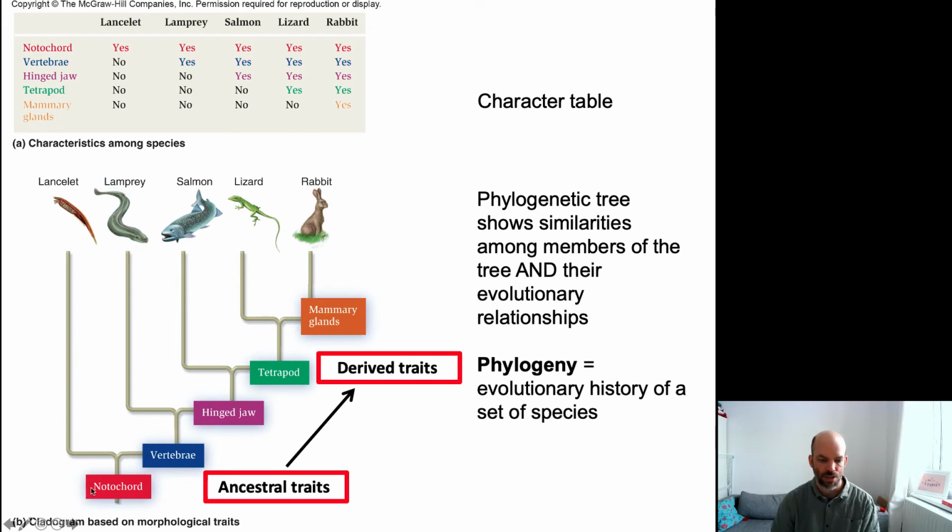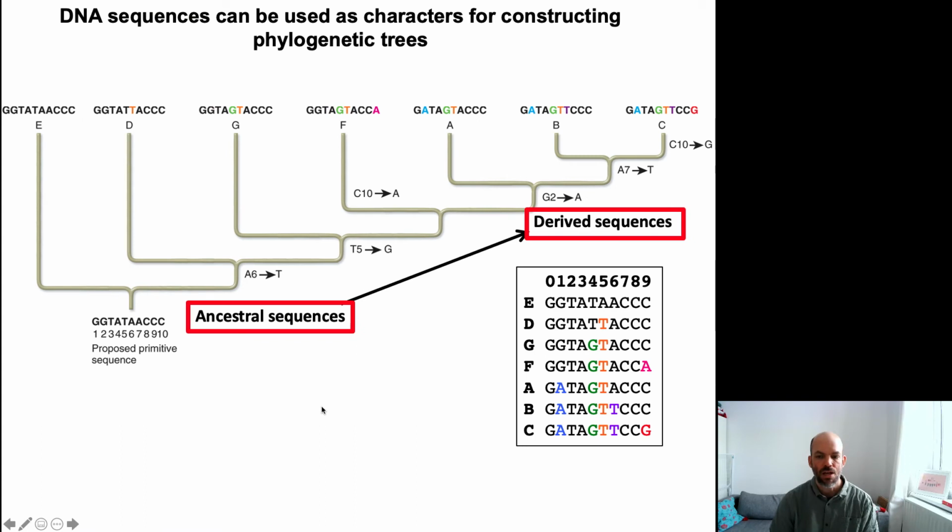The ancestral traits are those that were present in the ancestor, and the derived traits are the new ones that arose in the descendants. So derived traits come after ancestral traits. Ancestral traits are the original state, derived traits are the new ones. Okay, so just a bit of terminology. You could do the same thing with DNA sequences. So this is getting to the point of this course.